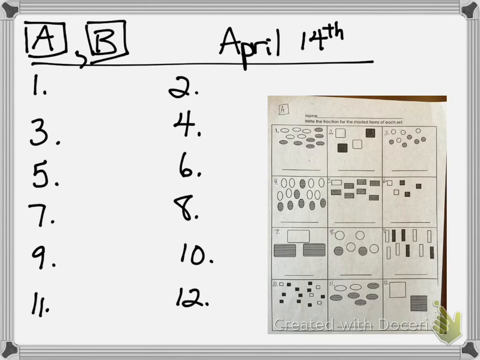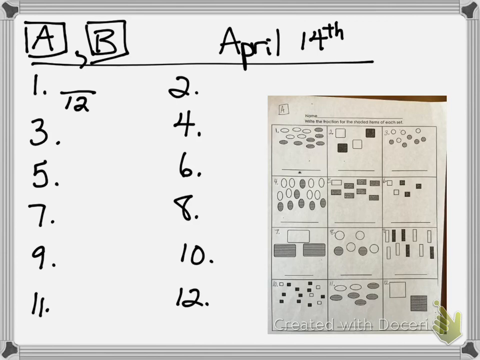All right, number 1, we're going to write a fraction. So remember, the bottom number is the denominator. Think about what the bottom number is for a second. Yes, it's the total number of items. So let's count the total number of ovals in question number 1. 1, 2, 3, 4, 5, 6, 7, 8, 9, 10, 11, 12. That number goes on the bottom. The bottom number is the total.